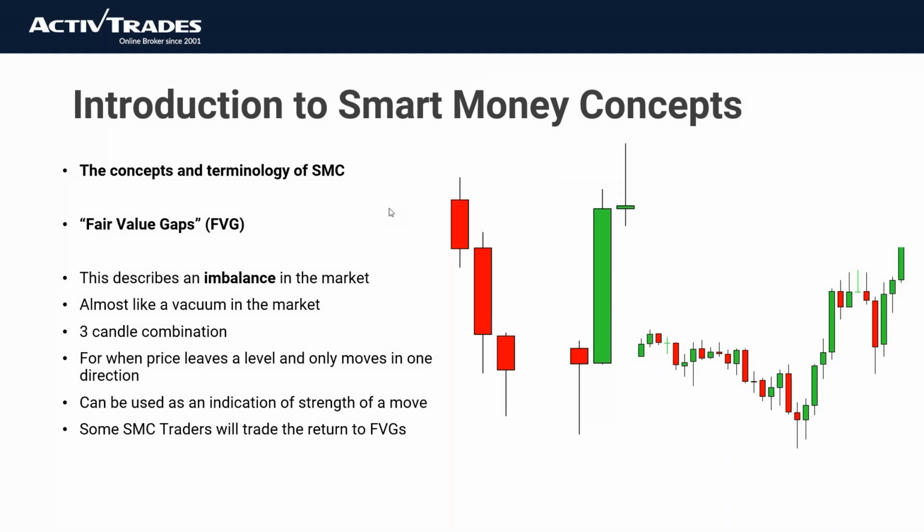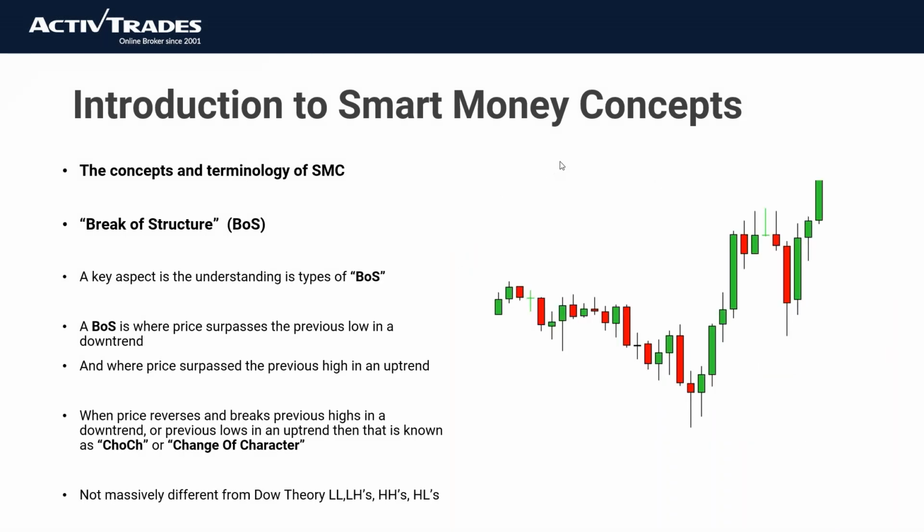So that's FVG. And then also we have break of structure. Understanding supply and demand, break of structure, and liquidity are all very key concepts of SMC. A break of structure is where price surpasses the previous low in a downtrend, and where price surpasses the previous high in an uptrend. What does that mean?